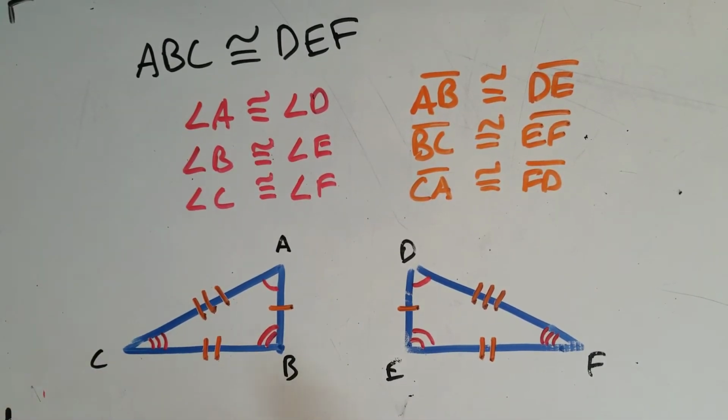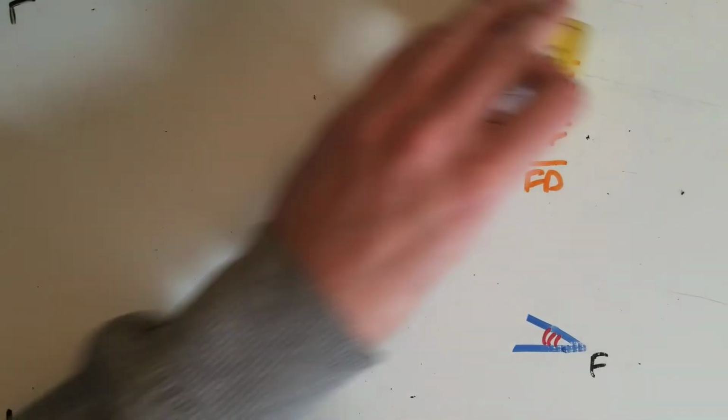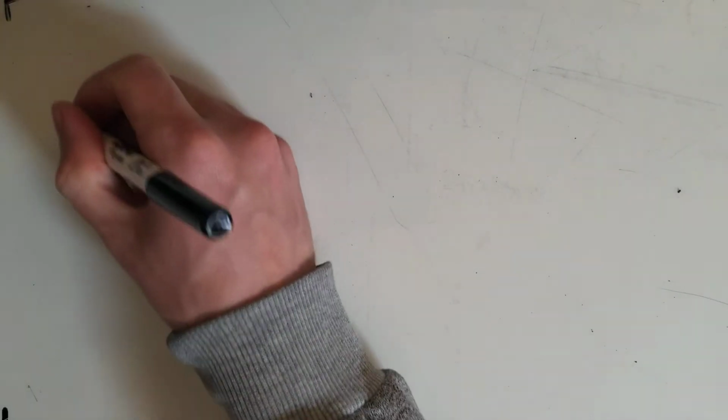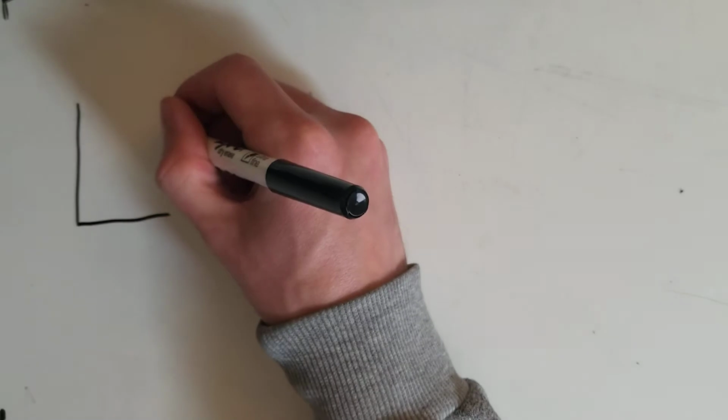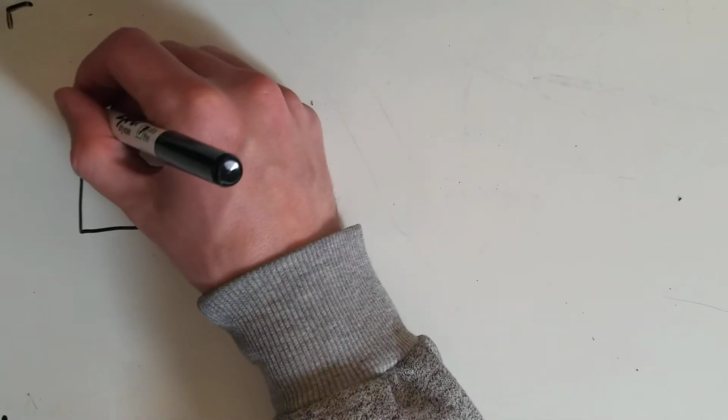So let's look at an example where we're going to be given 2 figures with the markings, and we have to write the congruent statements. So here's our 2 figures. They look like this.